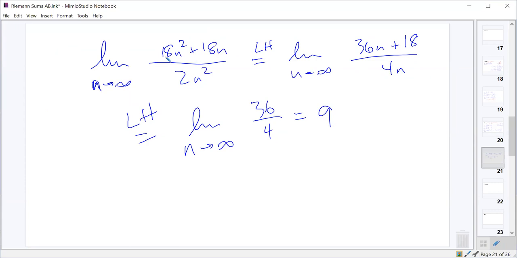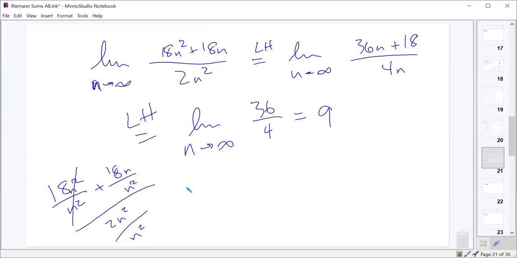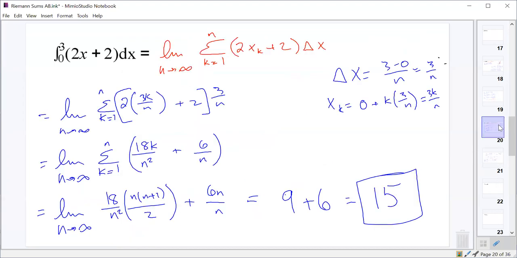Alternatively, we could have divided everything by n squared. Remember when we did that? We divided all of these by n squared. And then the n squareds cancel, and you end up with (18 + 18 over n) over 2. And as n goes to infinity, that goes to 0, since you just have the 18 over 2. So a couple different ways to do it. But does that make sense? Yeah, thanks. Any other questions on this problem?